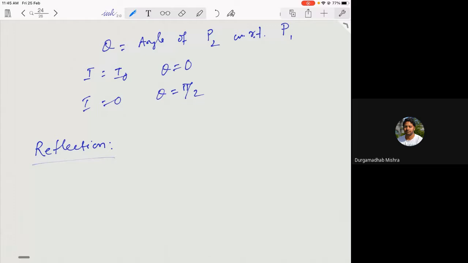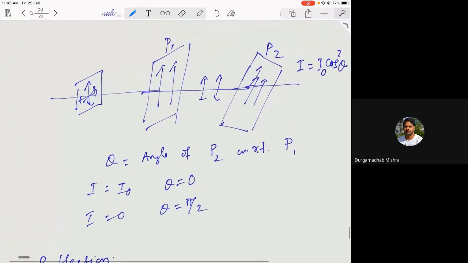Excuse me, sir. Is there no magnetic field in light? Magnetic field, yes. The magnetic oscillation is also there. Whatever direction the electric field is oscillating in, the oscillation of the magnetic field will always be perpendicular to that.